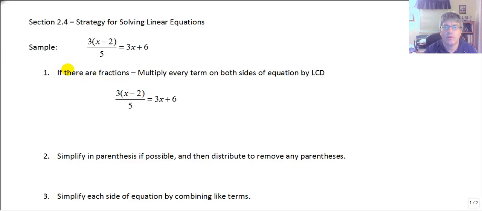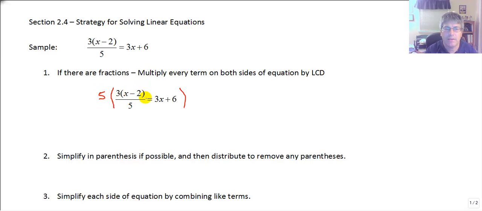The first thing we want to do in our strategy is check to see if there are any fractions. And of course we have some. We have the fraction 3/5. So what we want to do is multiply every term on both sides of the equation by the least common denominator. The only denominators we have are 5 on the left and 1 on the right. So our LCD is 5. We can go ahead and multiply both sides by 5.